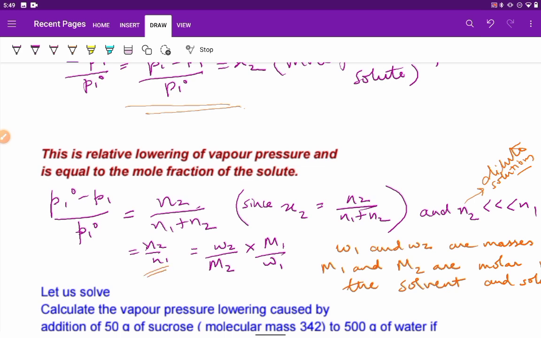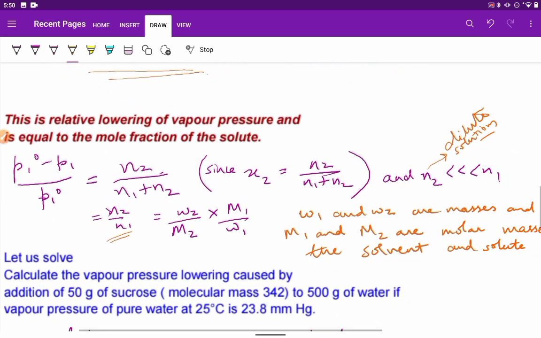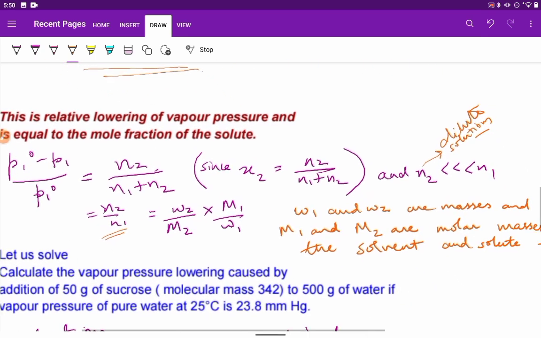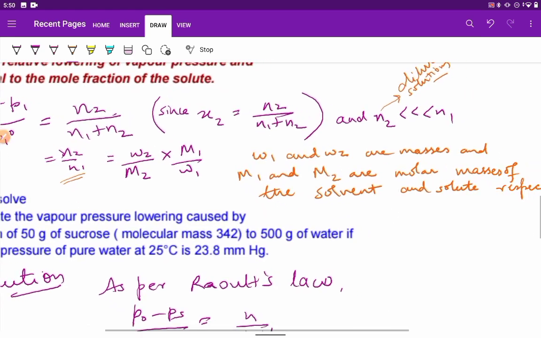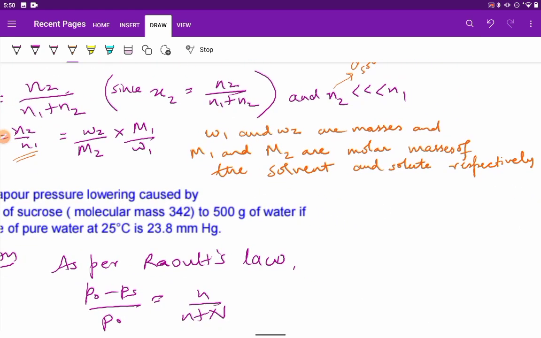That is equal to W2 by M2. N2 is W2 by M2. N1 is W1 by M1. So N2 by N1 becomes W2 by M2 into M1 by W1. Here W1 and W2 are the masses. M1 and M2 are the molar masses of the solvent and the solute respectively.